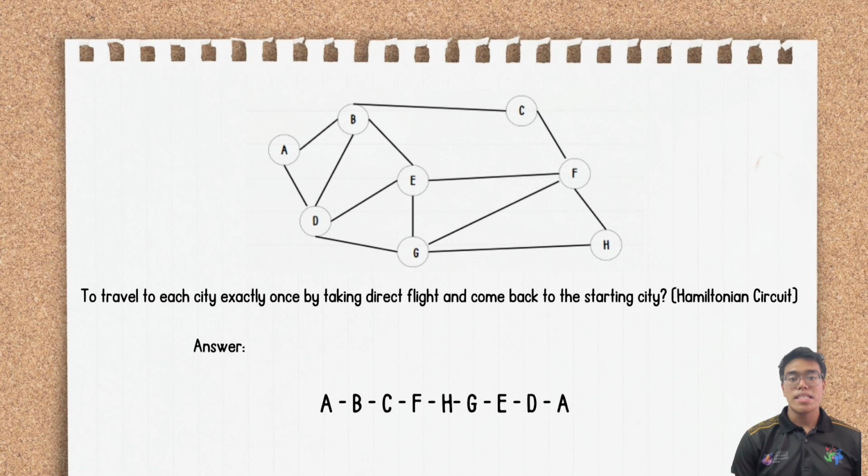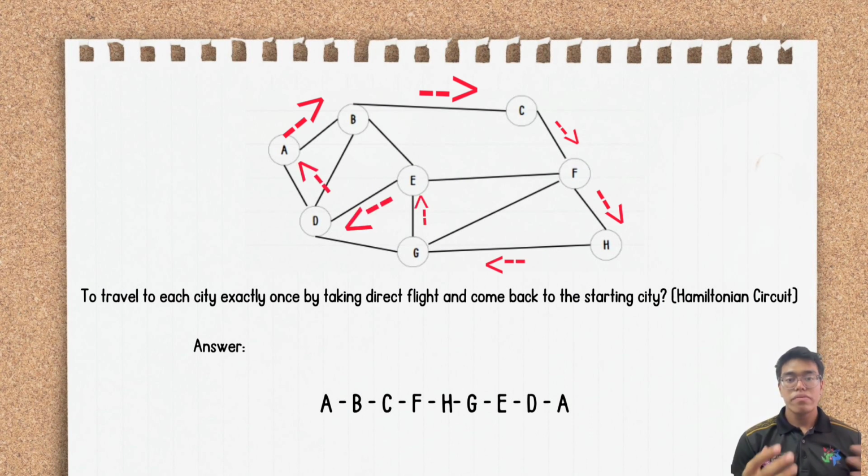So question 2. Is it possible to travel to each city exactly once by taking directed flights and come back to the starting city? From the question, we can identify that this is about a Hamiltonian circuit, because you want the traveler to visit each vertex exactly once and end the journey where the traveler begins. There are actually multiple ways you can answer this question. One answer is starting from A, B, C, F, H, G, E, D, then coming back to A.